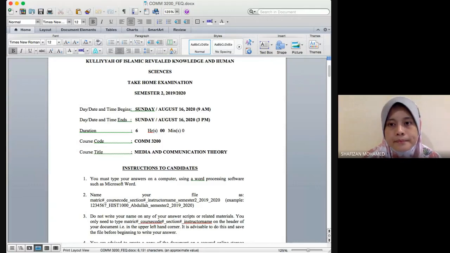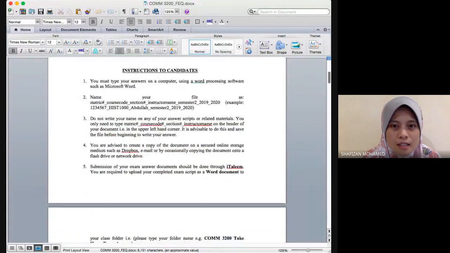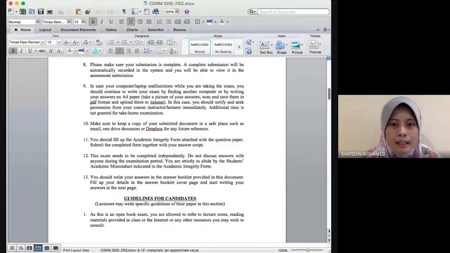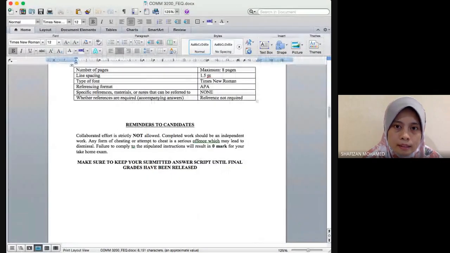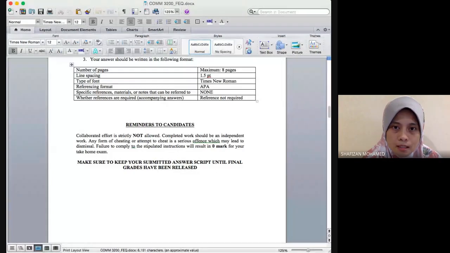So these are the instructions. There are many instructions here, so you follow this format. Maximum 8 pages, 1.5 spacing, and Times New Roman. For my paper, there's no need to list down the references. Some other papers would require you to list down the references, but this paper does not. So there's no problem for you to finish early.